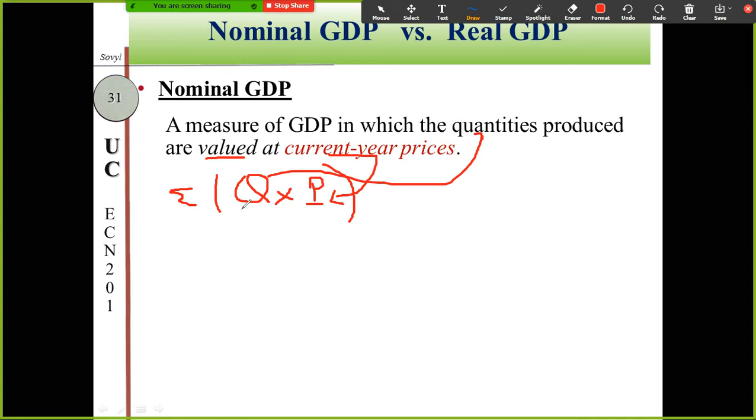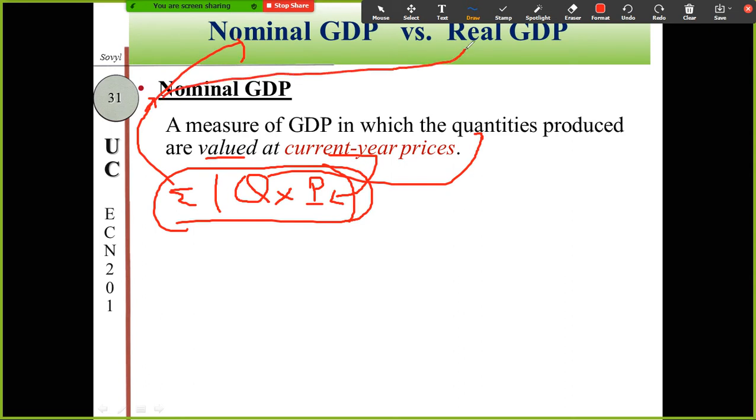That's why in order to understand whether this total market value represents nominal GDP or real GDP, we need to look at the price, the price that we take in order to include in our calculation. If the price comes from current price, this is nominal GDP.